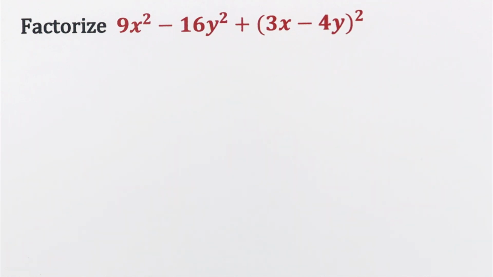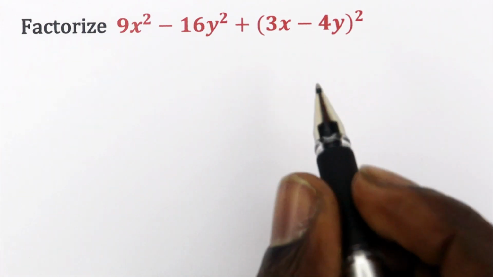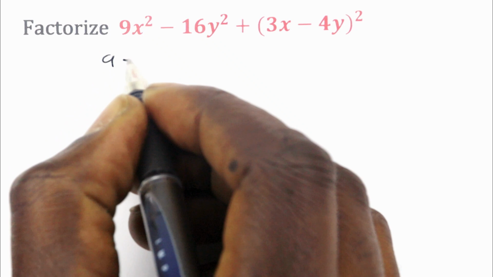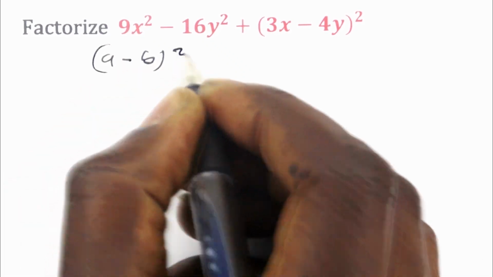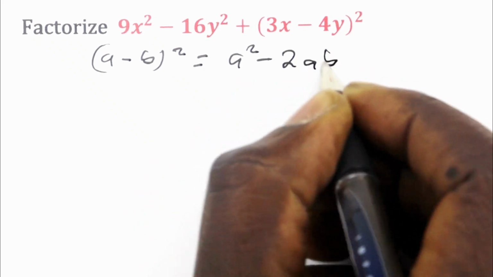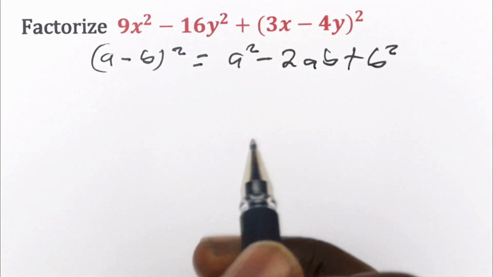Let us look at this question. Factorize 9x squared minus 16y squared plus (3x minus 4y) raised to power 2. So now you only need to expand this last term, and you can do that using the quadratic identities. That is, (a minus b) squared is given by a squared minus 2ab plus b squared. So let us apply that to the last term there.